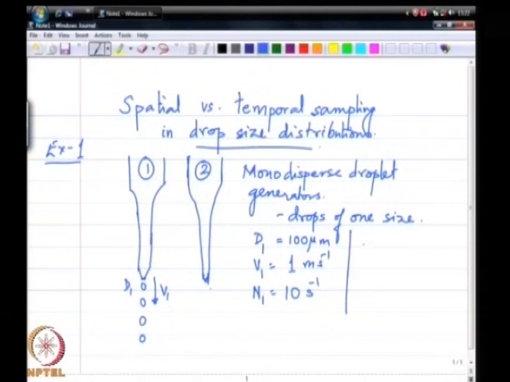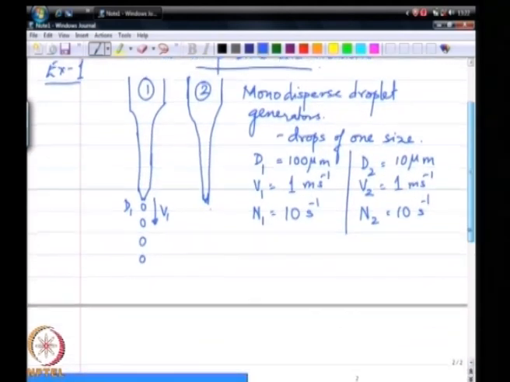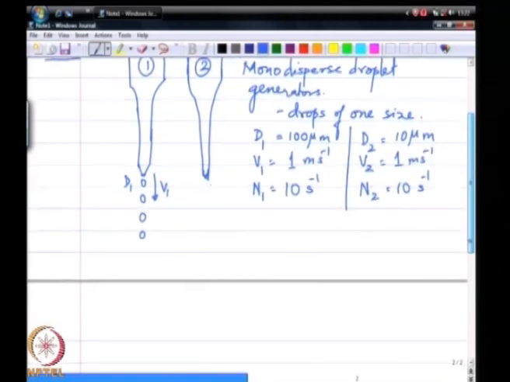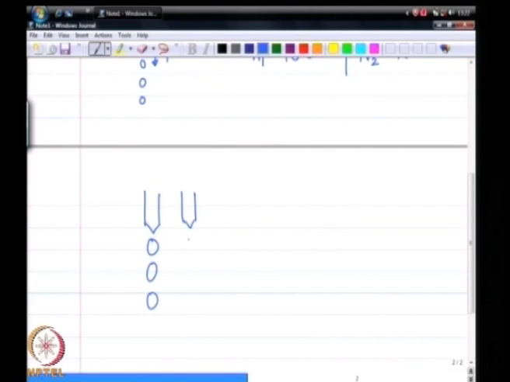Likewise, we will say D2 is much smaller, let us say it is only 10 micrometers. We will start by looking at the situation where V2 and N2 are the same. We will see what this generator would give us for a spray. So, essentially my atomizer is composed of two little needles, one producing 100 micron drops and another producing 10 micron drops.